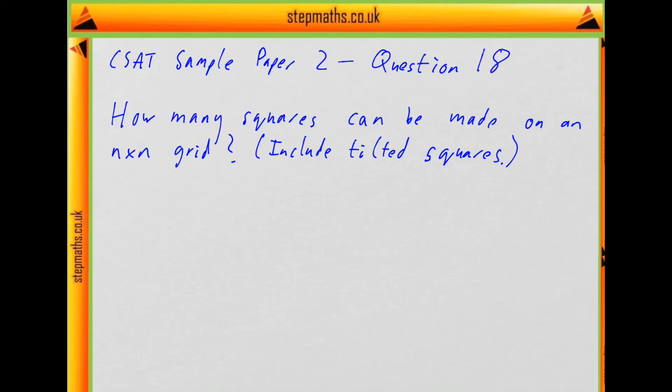This is question 18 from the second CSAT sample paper. Here we're asked how many squares can be made on an n by n grid, and this is including tilted squares, so not just vertical ones, but ones at all angles. So if you want to have a go at this question yourself, pause the video now.